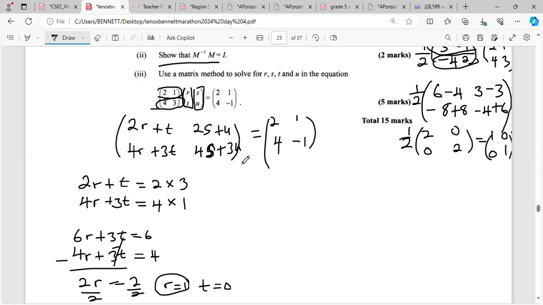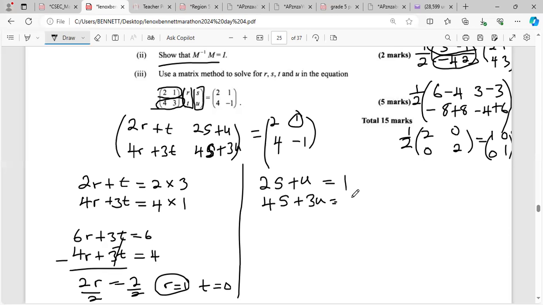I'm going to try to figure out the S and U. So 2S plus U, and 4S plus 3U. So this one must equal positive 1, and this one must equal negative 1. We can multiply by 3 and 1 again, or 1 and 2. We do 3 and 1. I mean, I get rid of the U.